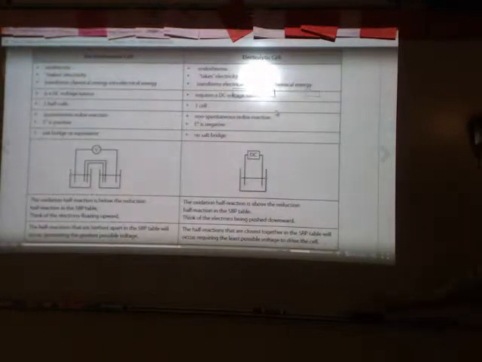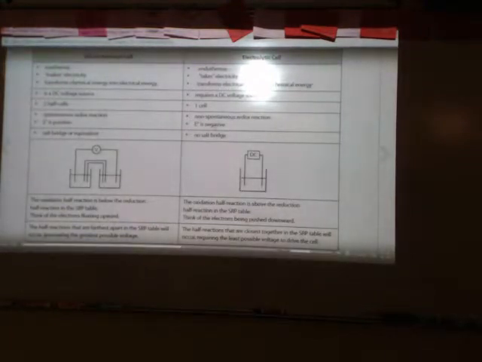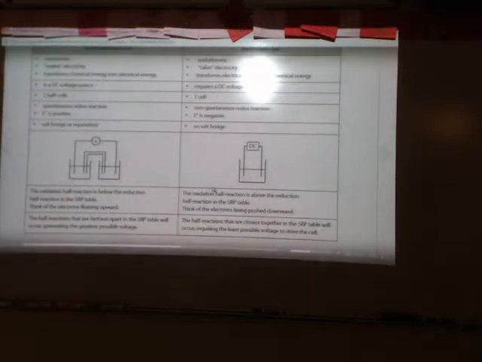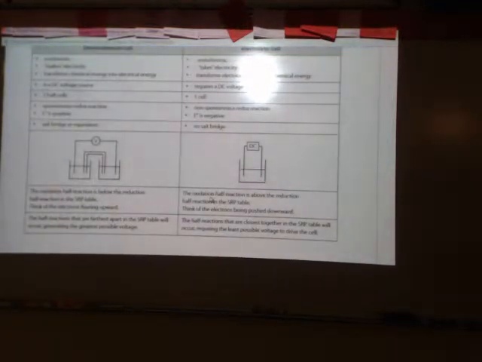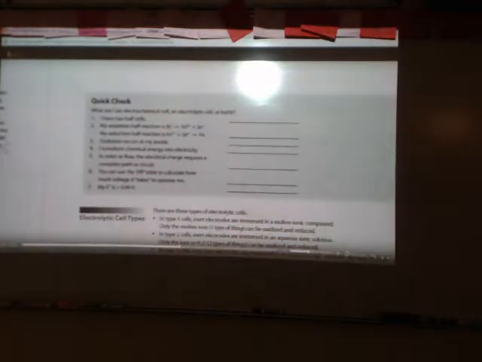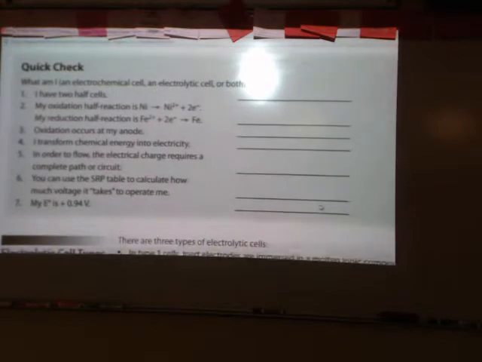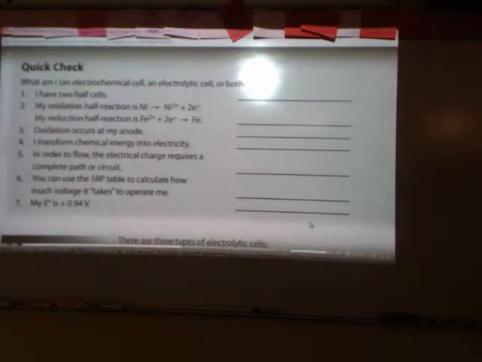When we're looking at electrolytic cells, these are endothermic. They require electricity. We have to have some sort of voltage source. We do not have two separate half cells. They have one cell. And then we have a non-spontaneous redox reaction. We have a negative E. We don't have a salt bridge. And the oxidation half-reaction is above the reduction half-reaction in the SRP table, so we force electrons from the top down using electricity, okay? So, based upon this summary, with the person sitting next to you, why don't you take a look at the 7 questions in the quick check, and then we will go over the answers.